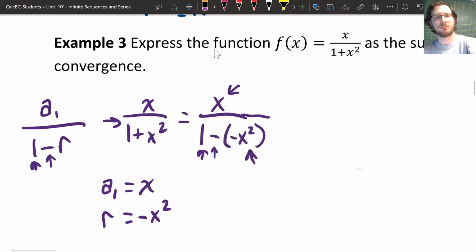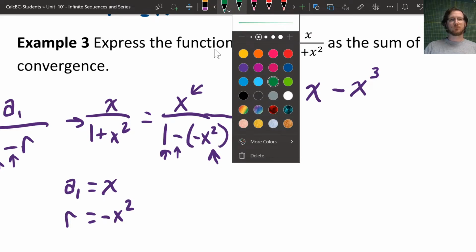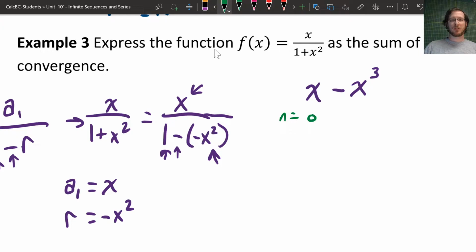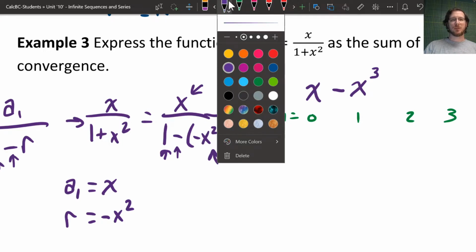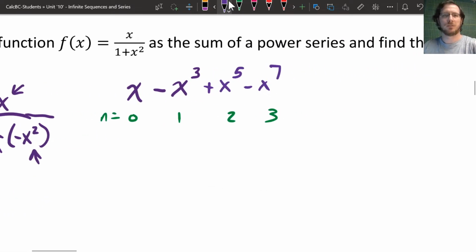All right, so my initial term is x. And I'm going to add on to that my second term, which is going to be x times this. So that's subtraction. So minus x times x squared is x cubed. All right, x cubed times negative x squared. So we're going to alternate back and forth. We're going to increase our exponent by 2, alternate, increase the exponent by 2, and so on. That's our first 4 terms. That's as much as we need.